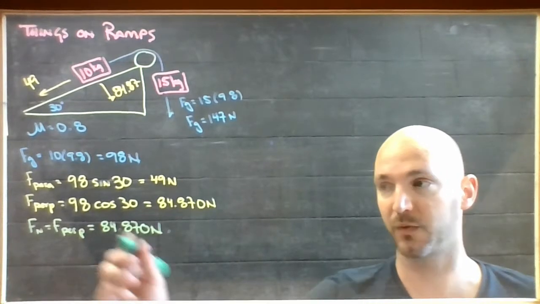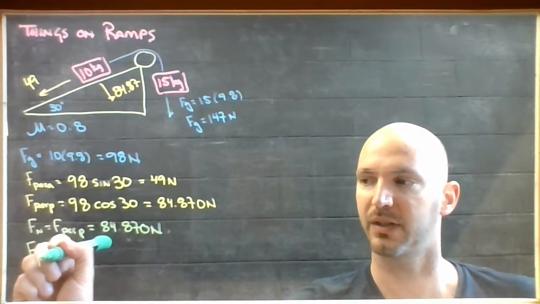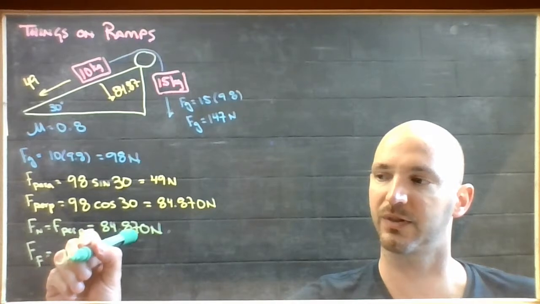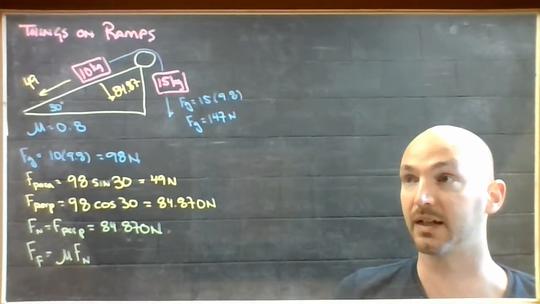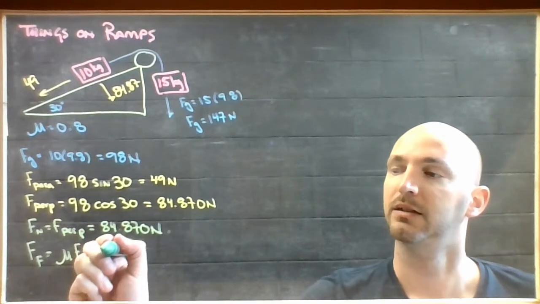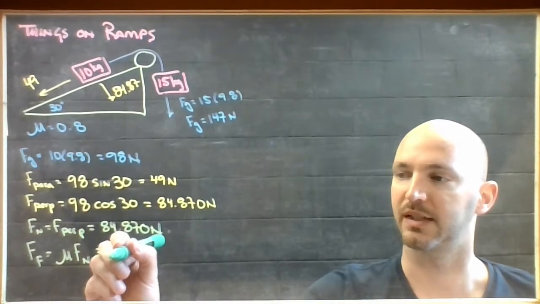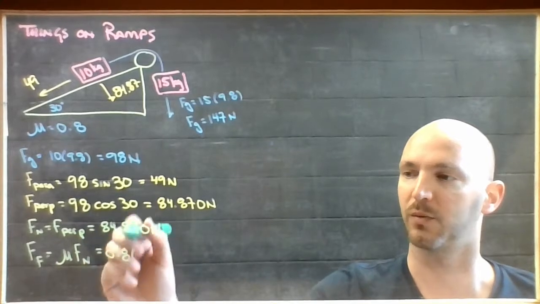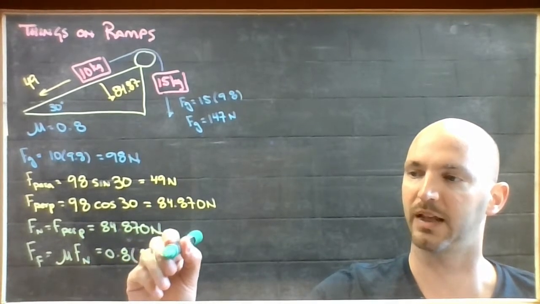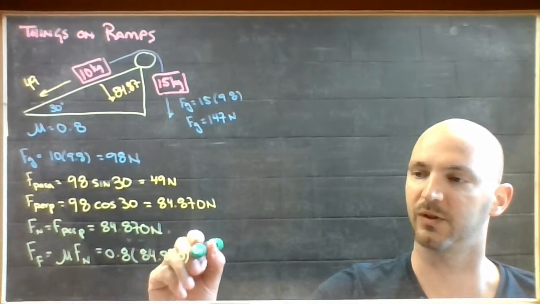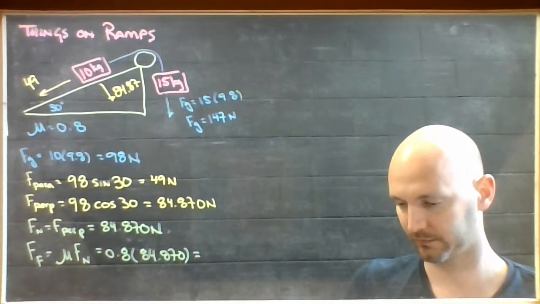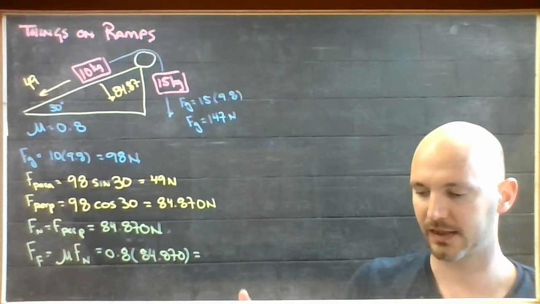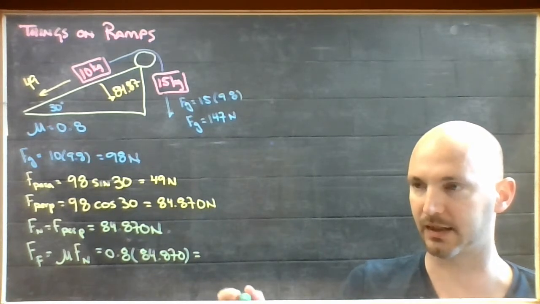And once I have a normal force, I can calculate friction, because friction is the coefficient of friction multiplied by how hard those objects are pressed together. Coefficient of friction in this case is 0.8. The normal force is 84.870 for a total of 67.896.